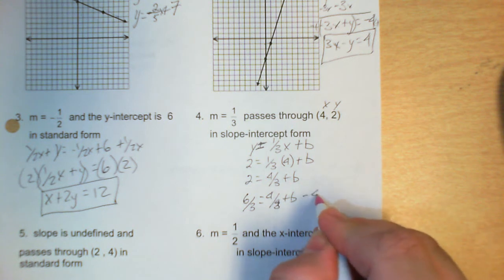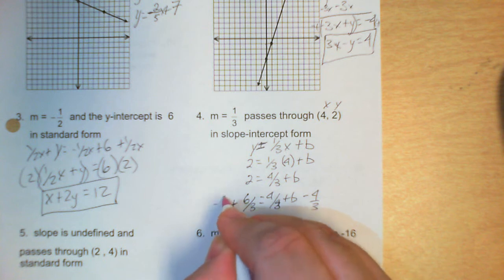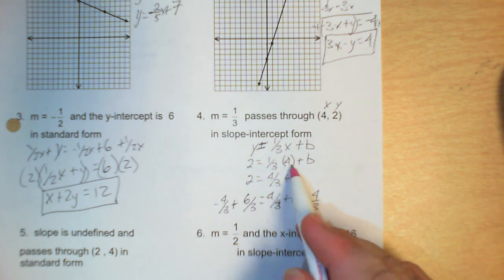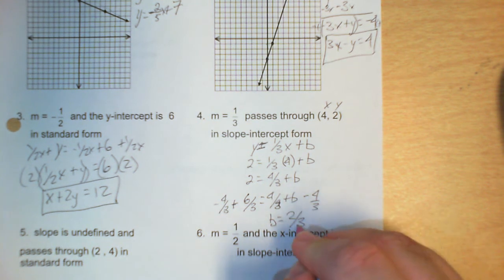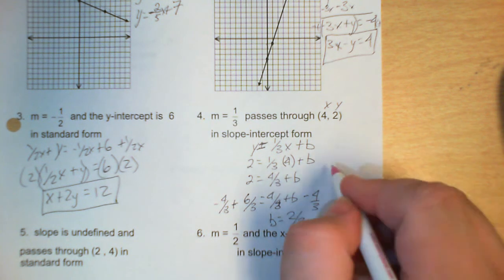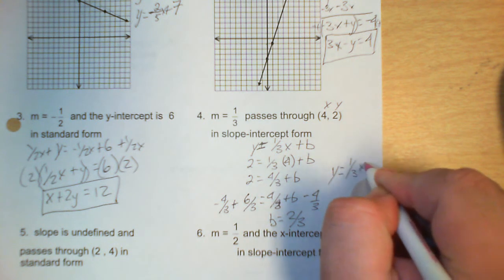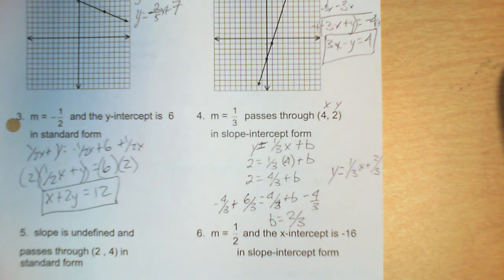Subtract 4/3 from both sides. Wait, that's 4 over 3 next to 6. Right. Yeah. Because I multiplied by 4. And I get b equals 2/3. Which means my equation of the line is y equals 1/3 x plus 2/3. Pretty straightforward.